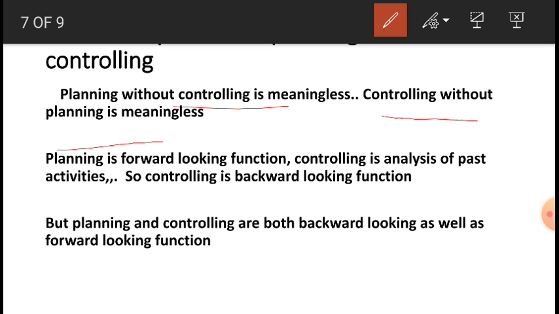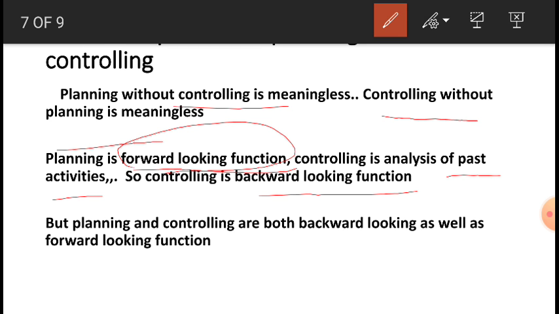Then you write planning is a forward looking function, isn't it? What is a plan? Now you plan that after this college I'll study in this college, then I'll do this job. Plan means future looking, forward looking. You see forward, after 5 years I'll become this. That's your plan. Controlling is what? It is an analysis of past activities. You compare your present result with the past. That is controlling. So controlling is a backward looking function.